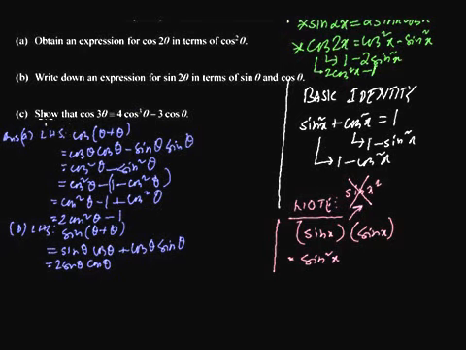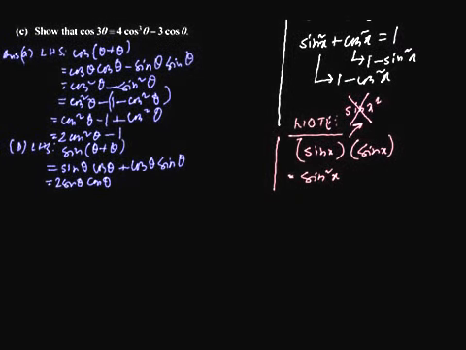Now number C is the new one here. Number C, we have to prove that cos 3 theta is expressed in terms of cos. That's what we have to do. Cos 3 theta has to be expressed in terms of cos. So let's do number 3. So here the first thing that we have to do, let's write the left hand side.